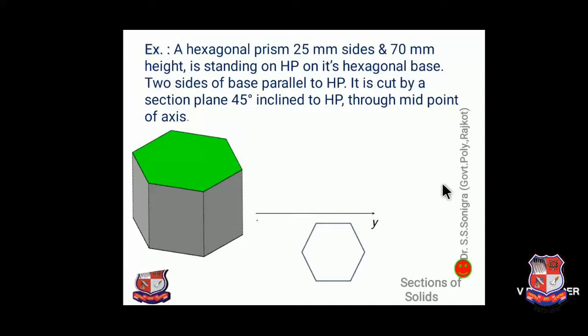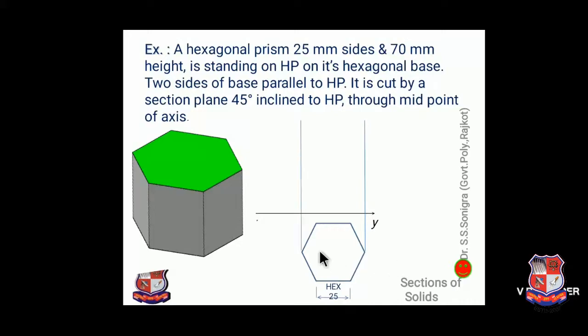then draw a hexagon below the XY line in such a way that 2 sides are parallel to the XY line, because it is given over here: 2 sides of the base parallel to the horizontal plane. So draw a hexagon below the XY line in such a way that 2 sides are parallel to the XY line. Side length is equal to 25 mm.